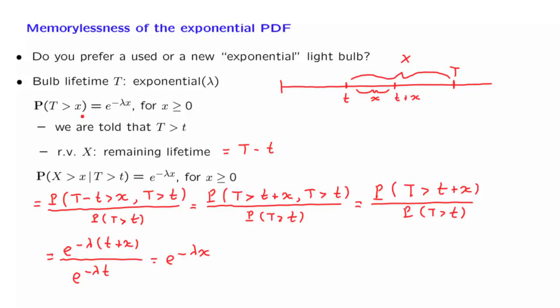So, new and used light bulbs are described by the same probabilities and they are probabilistically identical, the same. Differently said, the used light bulb does not remember and it is not affected by how long it has been running. And this is the memorylessness property of exponential random variables.